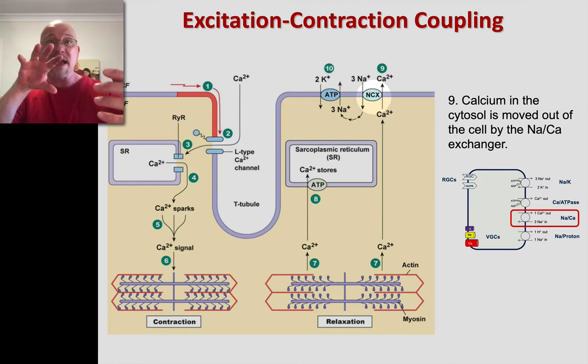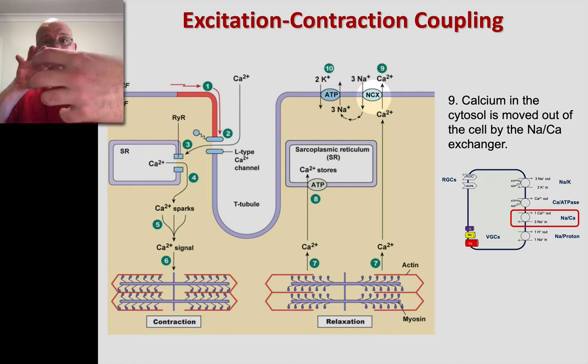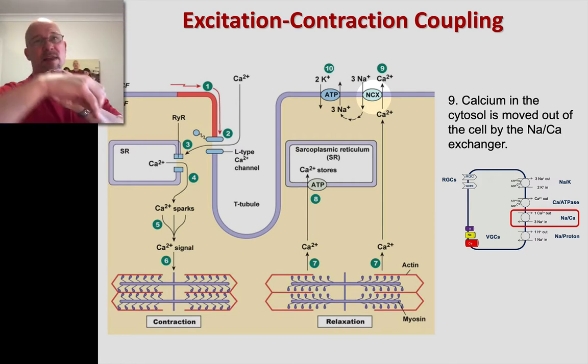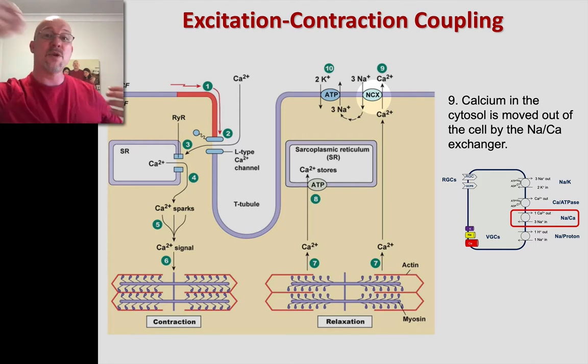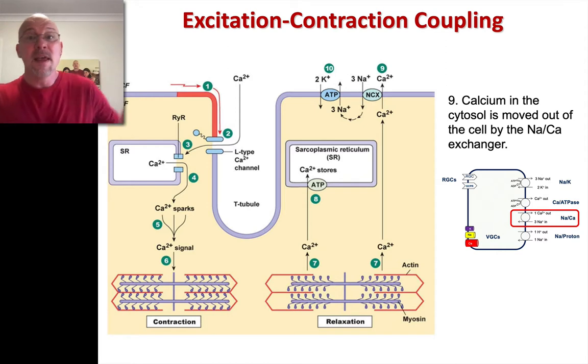We stick 3 calcium on the inside part of the door and 2 sodium on the outside part of the door, and when they fill up, they just magically switch around. The calcium gets spit out of the cell, the sodium goes into the cell. So now we've got the calcium out. But we got a problem because now we have a whole bunch of sodium in.